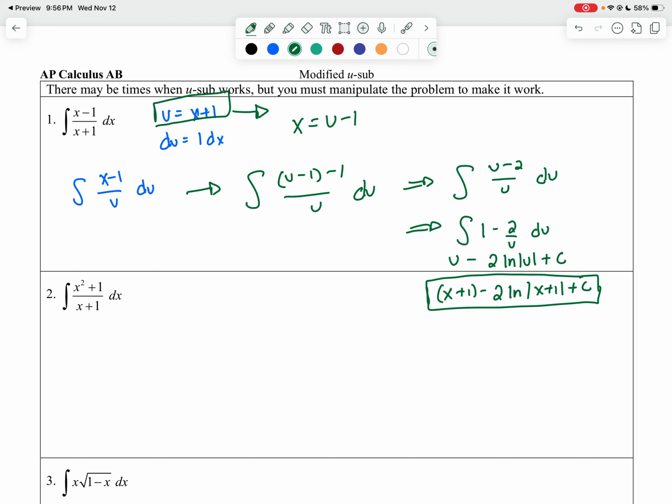Now, just a little word of advice, just in case this pops up on the MCQ here. You might not see this answer. Instead, you might see x minus 2 ln of absolute value of x plus 1 plus c, without the plus 1. Now remember that that plus 1 gets absorbed with this plus c. So any constants you have, that's just going to be a plus c because we just don't know what the constant is. So in this case, your other answer that's also correct is going to be this right here.